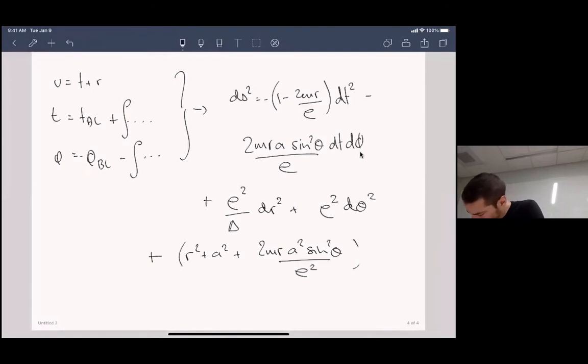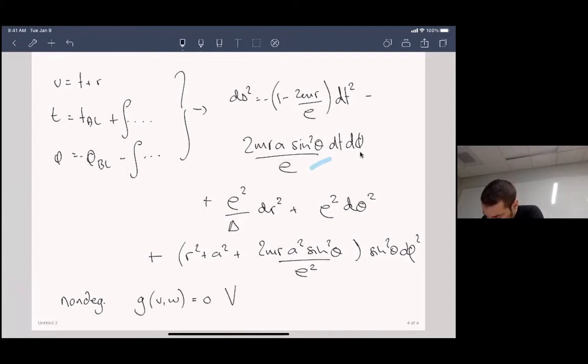Okay, so look at these terms. When sine is 0, you have a problem because the metric stops being non-degenerate. In particular, this component becomes 0. And so if you're contracting with vectors in this direction, you're going to get 0 all the time, despite the vectors themselves being non-zero. Non-degenerate, remember, is what you require for the definition of a metric: if this is 0 for all non-zero W, then V must be 0.